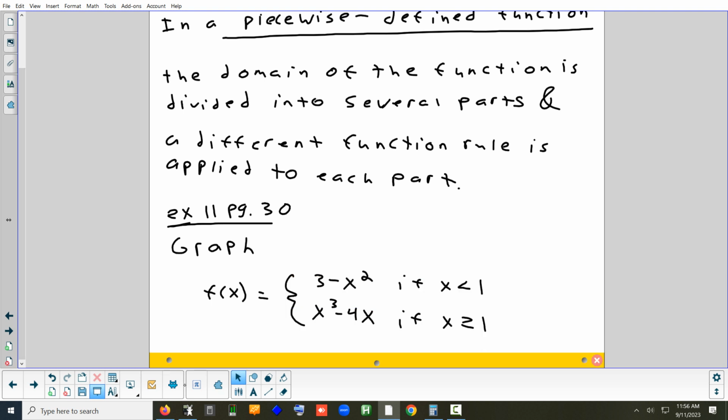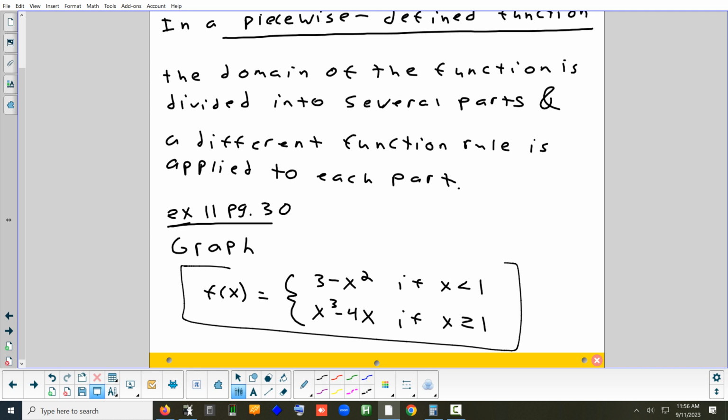That's what a piecewise defined function will look like when it's given to you. They'll give you a formula, and then after it, they'll give you a condition when to use that formula. So the top formula is used anytime x is under the number 1. Well, what if you're not under 1? What if you're 1 or higher? Well, then you plug it into the bottom formula.